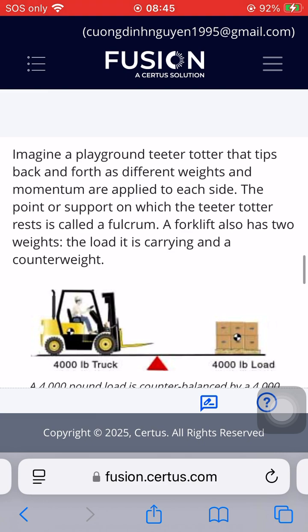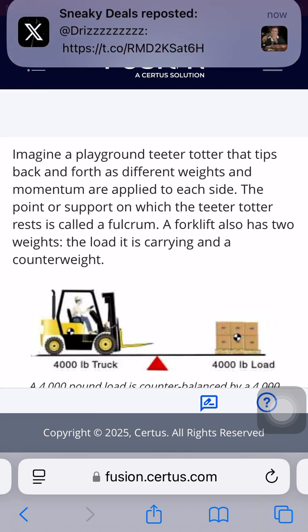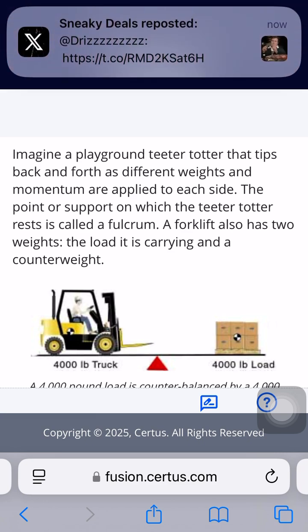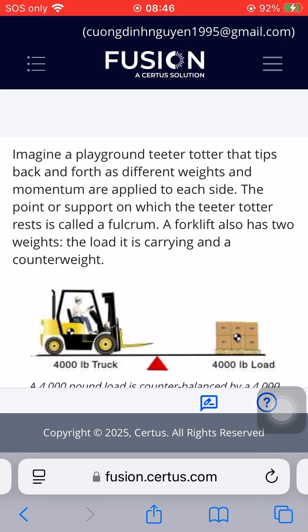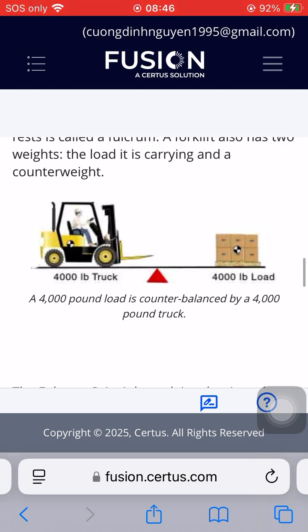Imagine a playground teeter-totter that tips back and forth as different weights and momentum are applied to each side. The point or support on which the teeter-totter rests is called a fulcrum. A forklift also has two weights, the load it is carrying and a counterweight. The fulcrum principle explains that in order to maintain stability, the counterweight should always outweigh the load that you are going to carry with the forks.